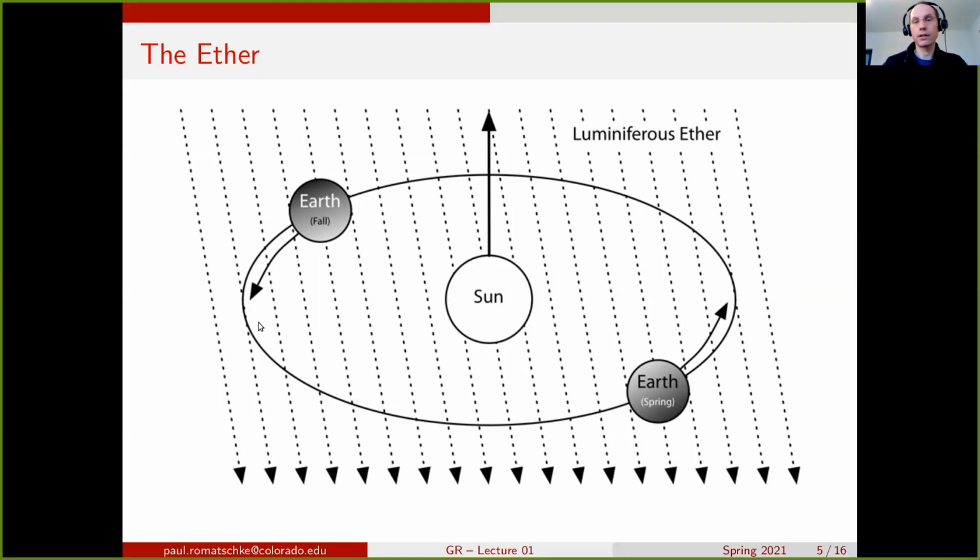So if the situation was akin to what we have for the ball on the train, we would in this case measure the difference between the two velocities, so the Earth with respect to the ether, and in this case we would measure the sum of the two velocities. In any case, we expect the velocity difference to change as a function of time when the Earth goes around the sun. So that was the idea: try to measure the velocity of the Earth relative to the ether.